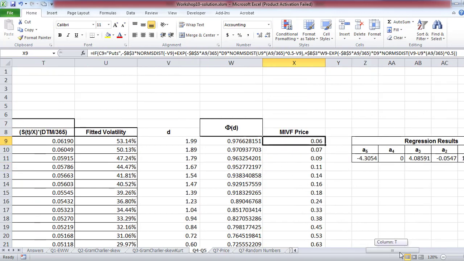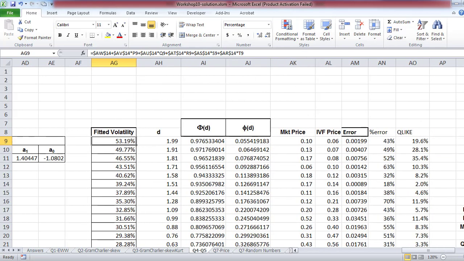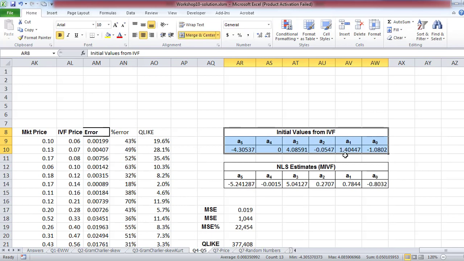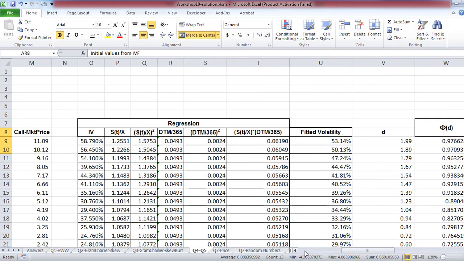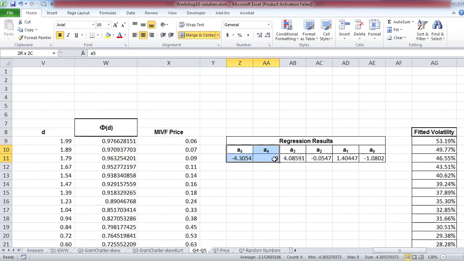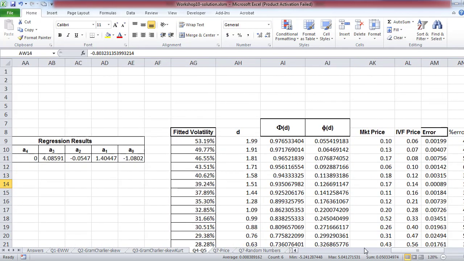Now from here, we're going to use these fitted volatilities as starting values. These initial values are the ones that we got from this regression. So these are the values that we got from the linear regression, and those are going to be my initial values. Okay, so these are the ones I have here. And now the question is, how do we get the second part? This is actually not really difficult.